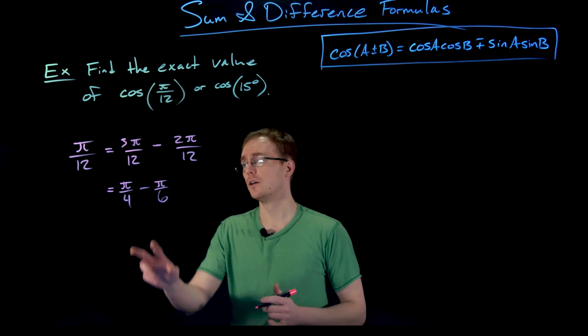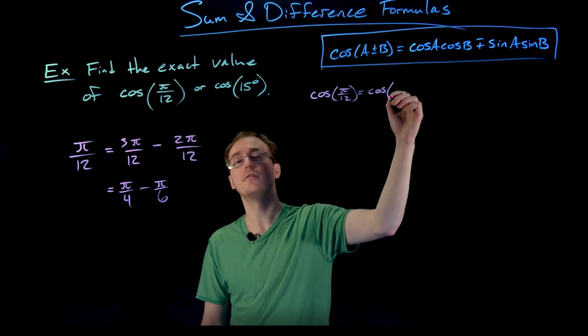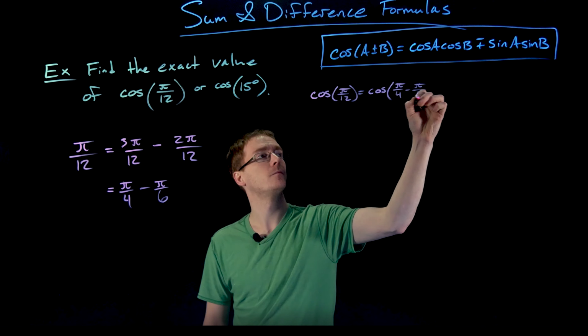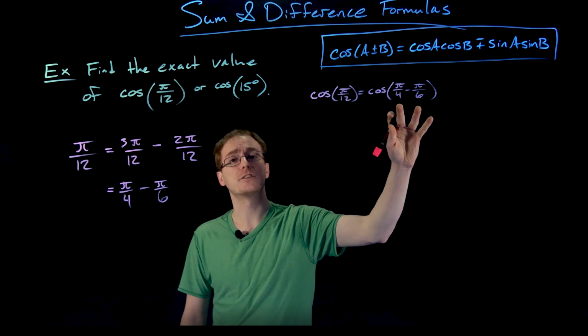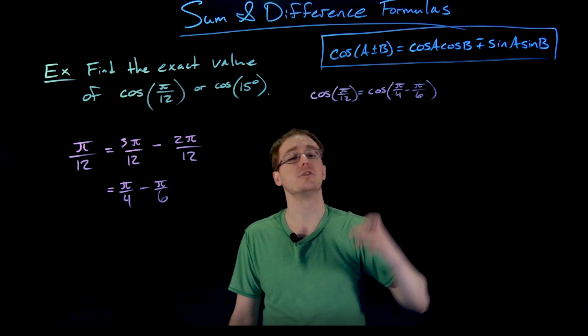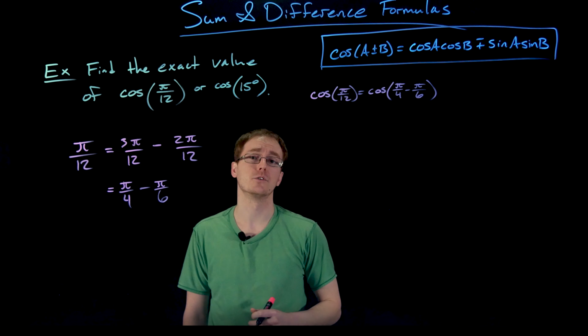So what this is setting us up for is to use the difference formula for our cosine function. We can see now that cosine of pi over 12 is the same thing as cosine of pi over 4 minus pi over 6. And now that we see it as cosine of a difference of two angles, it'll be a little bit easier to use our difference formula for our cosine function.